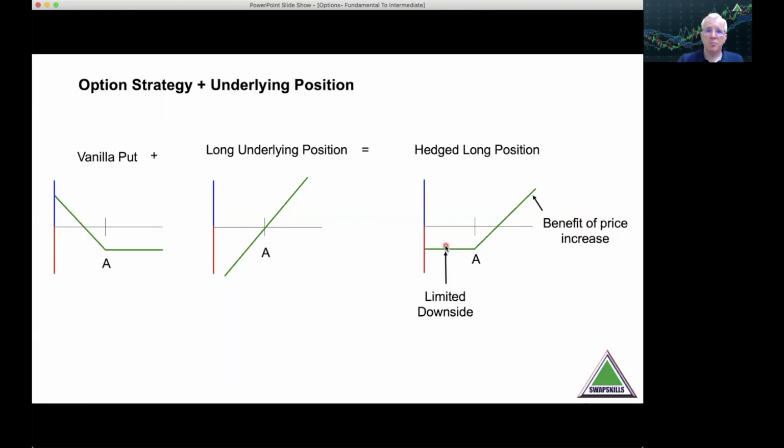So let's just say you buy something for $50. It costs you $5 to buy a put option. If the price goes down to 45, 40, 35, you're protected. The maximum you'll lose is the $5 premium, so your net loss will be $45.